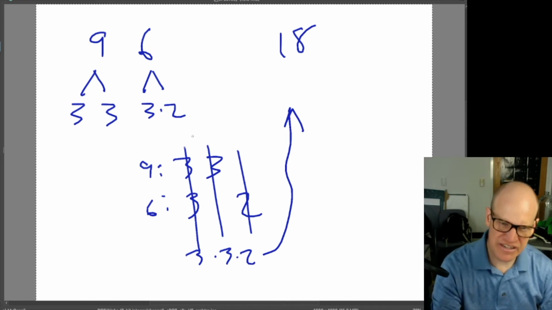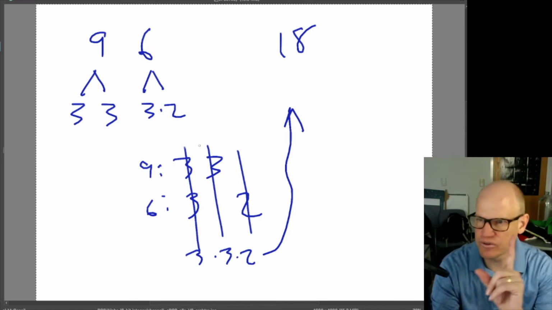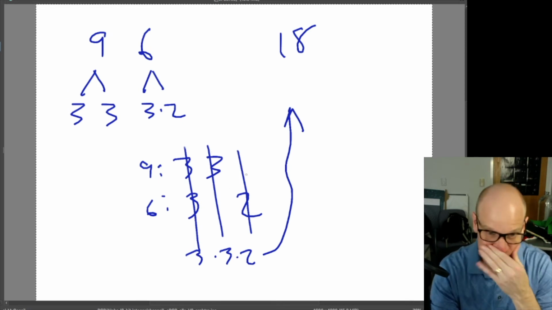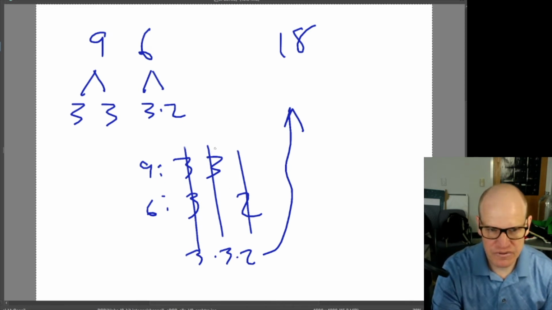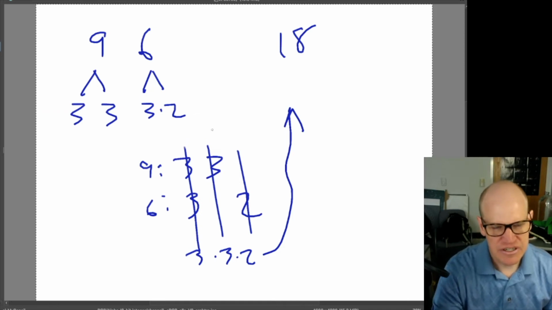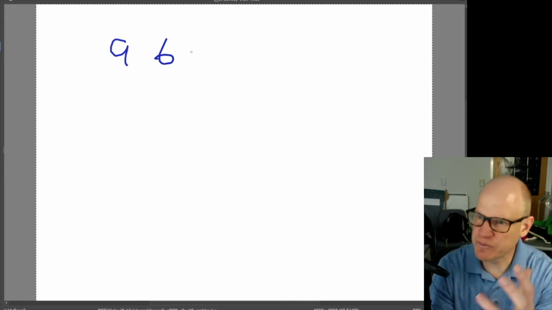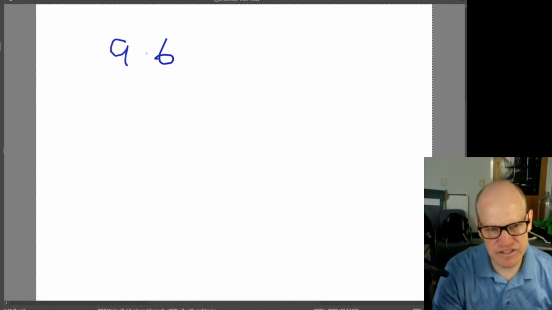So basically, any factor that they share, you only keep one copy of. Any factor that's unique to the numbers, you have to keep, whatever that is. So what about 9, 6, what's the least common multiple, the smallest number that 9, 6, and 5 go into?